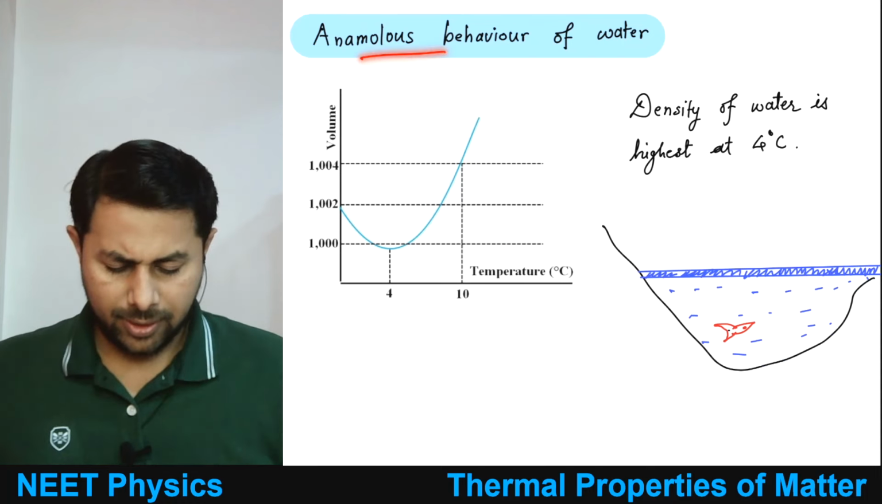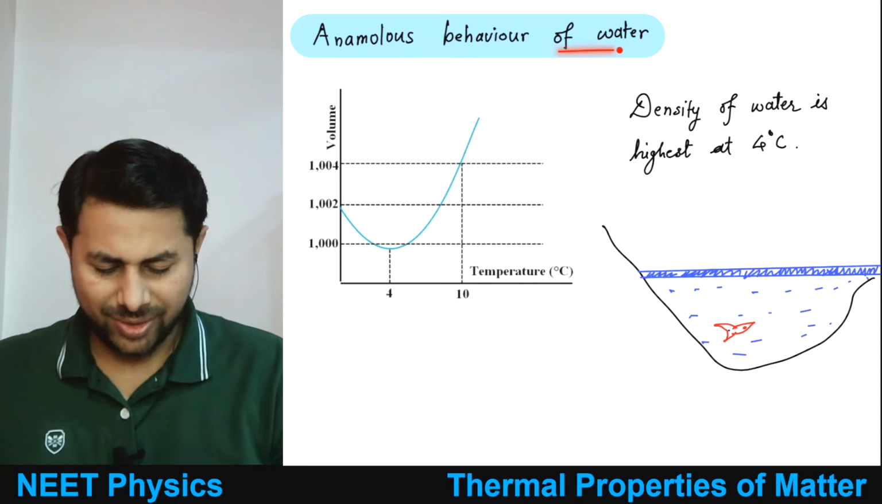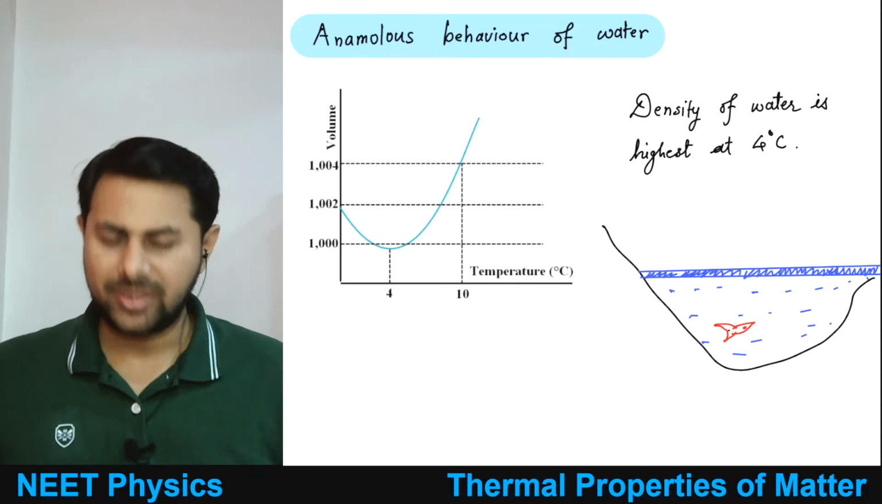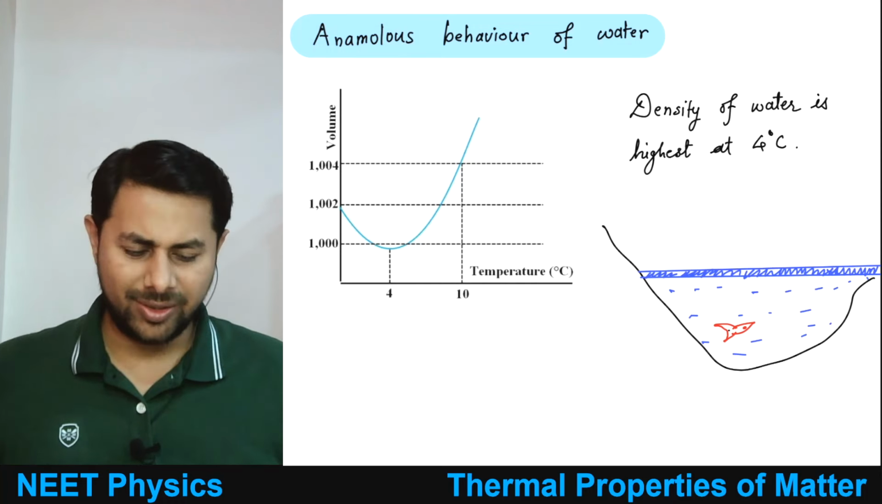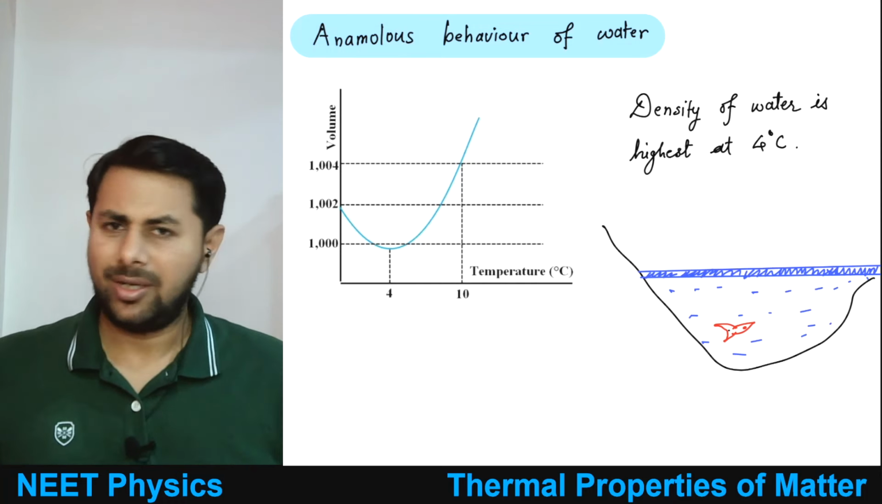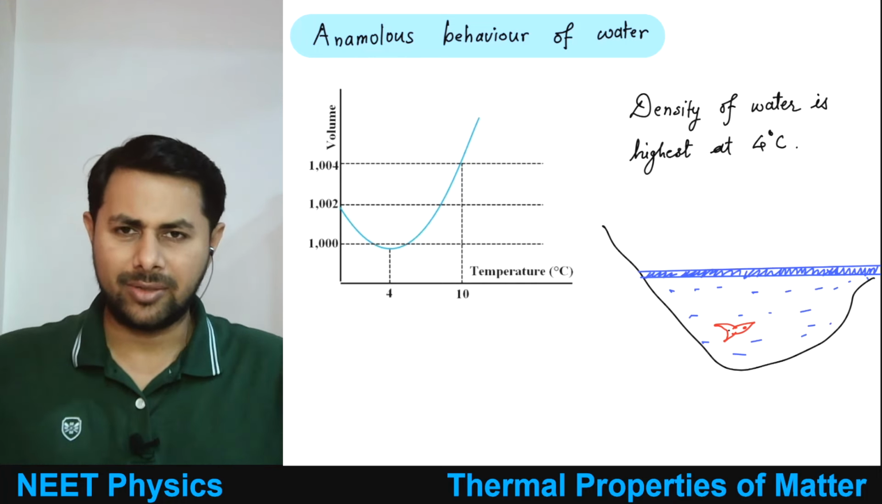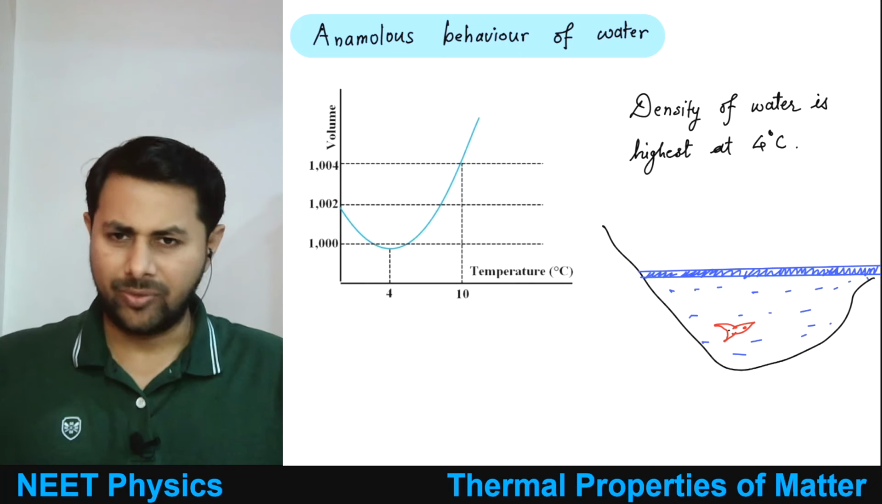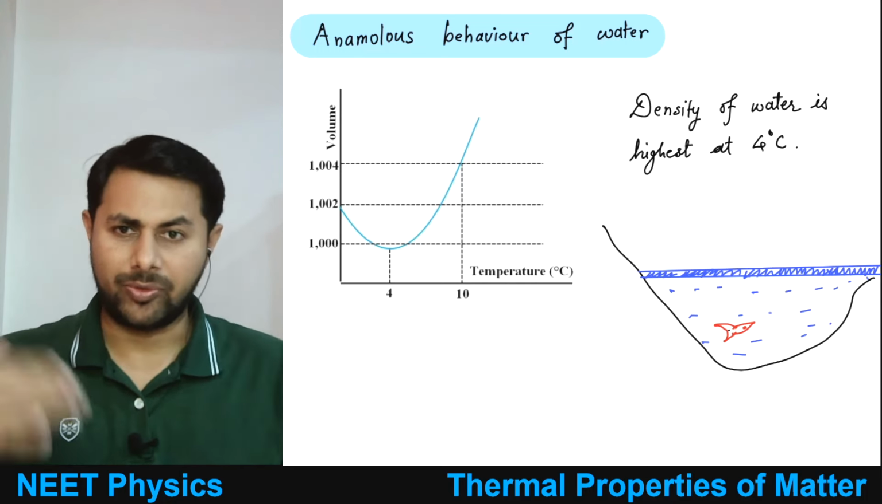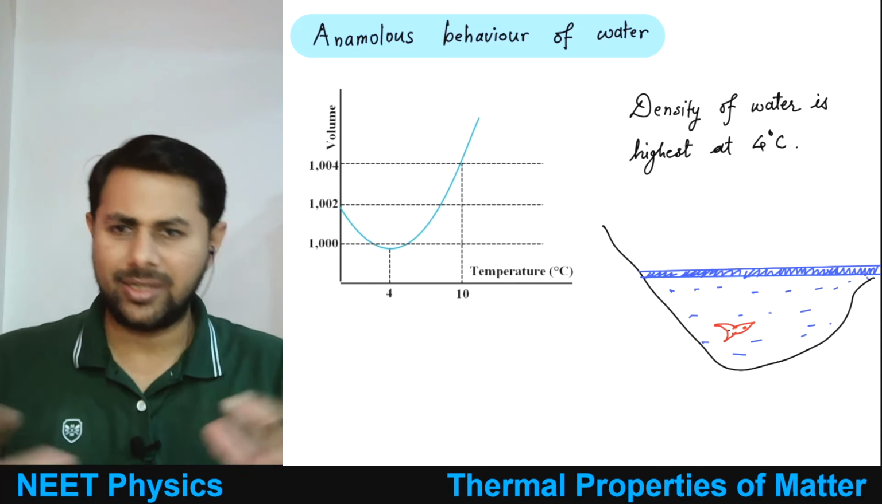Okay, so there is one more thing. Water shows some anomalous behavior. What is anomalous behavior? It means strange behavior. Generally, if you increase the temperature of a substance, it will expand. If you decrease the temperature, it will shrink, so its volume will decrease. That means the density of substances goes on decreasing as you increase the temperature because volume is increasing, and the density goes on increasing if you decrease the temperature.